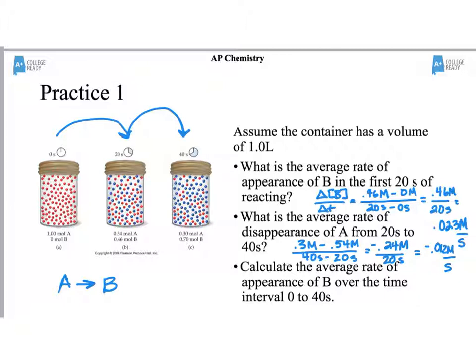So B is 0.7 molar at 40, and B started at 0 molar. 40 seconds to 0 seconds. So that would be 0.7 molar over 40 seconds. So 0.7 divided by 40, and that gives us 0.0175 molar per second. So it's really just change in concentration over change in time.